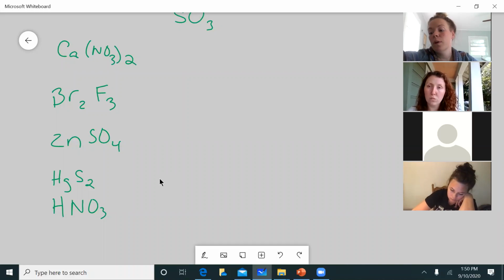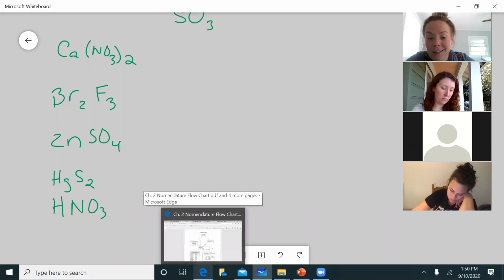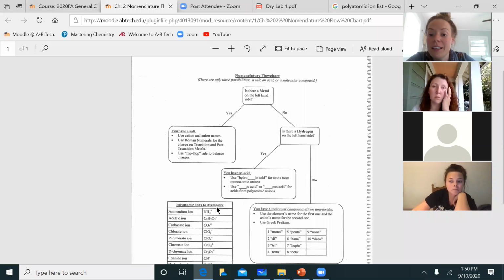Okay, so with nomenclature and naming, with this whole thing, practice, practice, practice. And since you guys are doing it online, you're getting a little extra help. You don't normally get to have this flow chart, so you get to use it. So use it during the exam, okay? I want you guys to use it so you have the system.